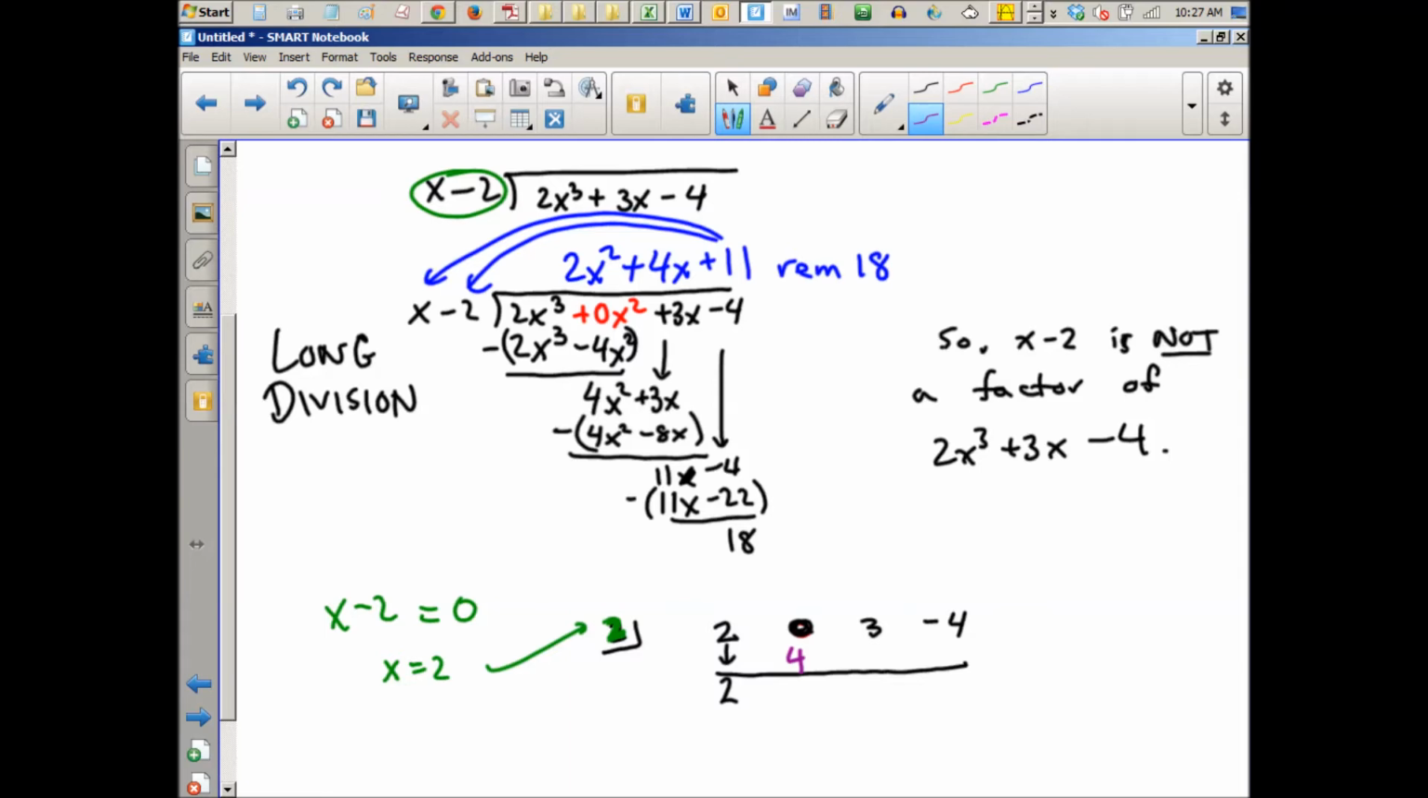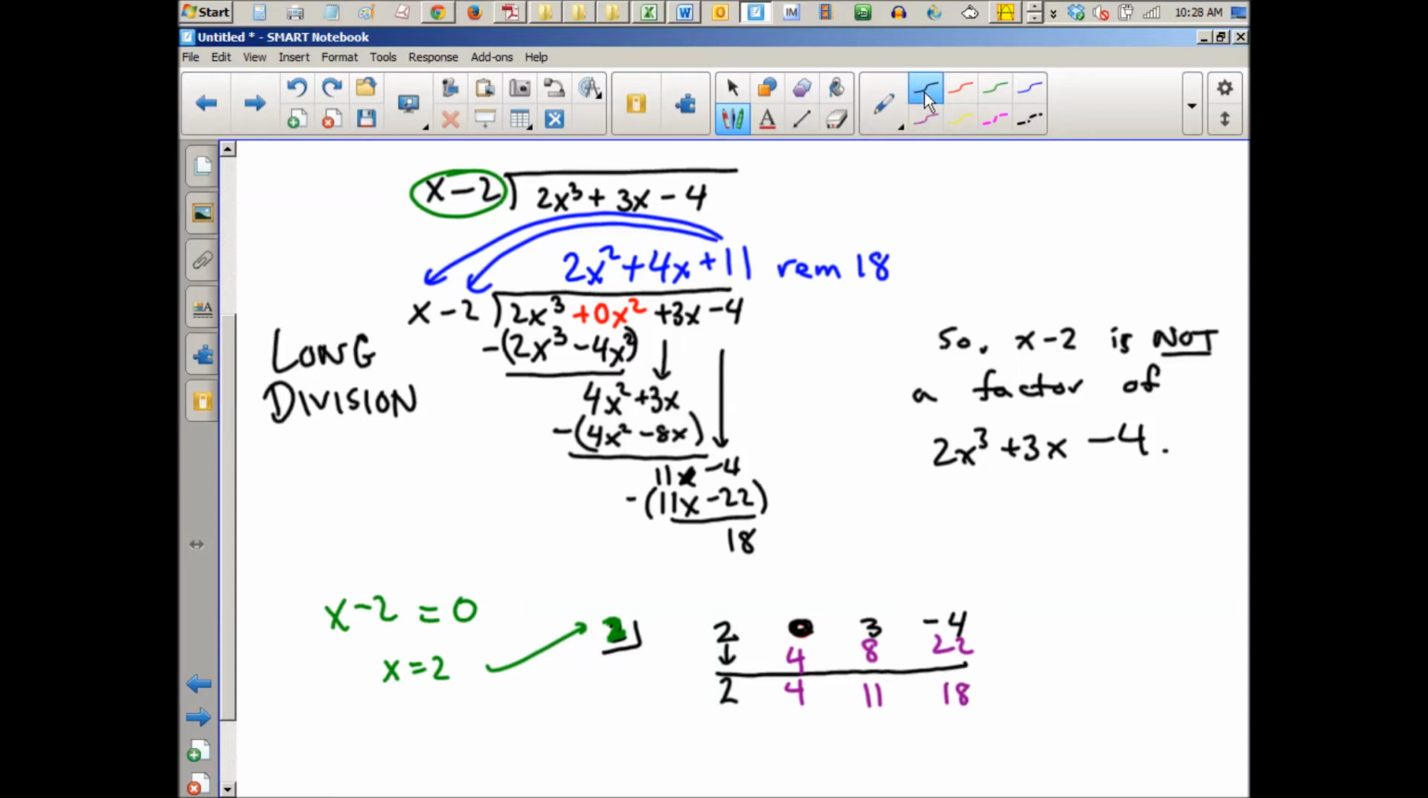And then what's 0 plus 4? So you're adding straight down. You see 4, right? Now multiply that by what's in the box. So what's 4 times 2? 8, right? Put that here. Add straight down. What's 3 plus 8? 11, right? And then multiply that by what's in the box. So it's 11 times 2? 22, right? And then adding straight down, what's negative 4 plus 22? 18.